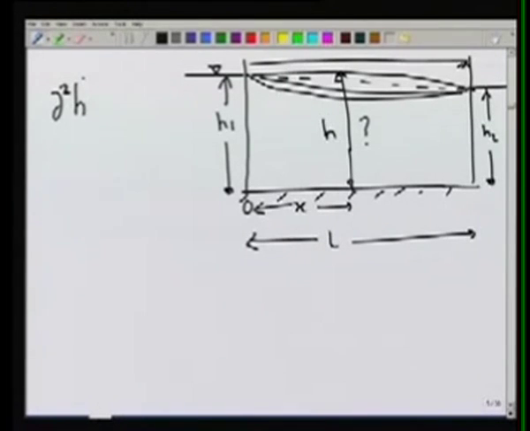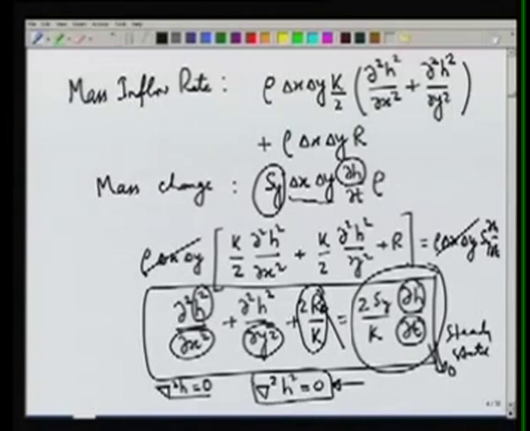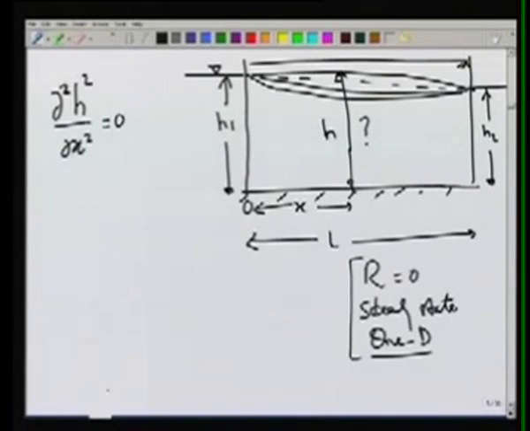So if we assume one-dimensional flow, then the equation becomes straightforward. What we are assuming is no recharge and steady state one-dimensional flow. So if we make these assumptions, the governing equation will be reduced to, this term will be 0, r is 0, this term will be 0, steady state, and this term will be 0 because the flow is one-dimensional. So we are left with this very simple equation which we can solve and obtain that h square will be linear.